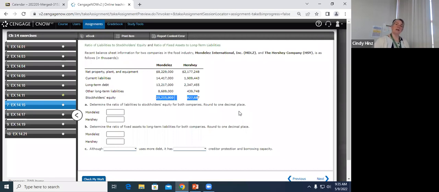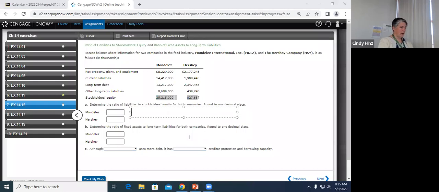But doing a ratio analysis like we're doing here is also beneficial because again, it takes out the raw dollar amounts and just shows them as percentages or number of times, and will allow us to make a more reasonable comparison between these two companies. So let's do Mondelez first. Let me get my annotate up here. So the first thing we're doing is the ratio of liabilities to stockholders' equity.